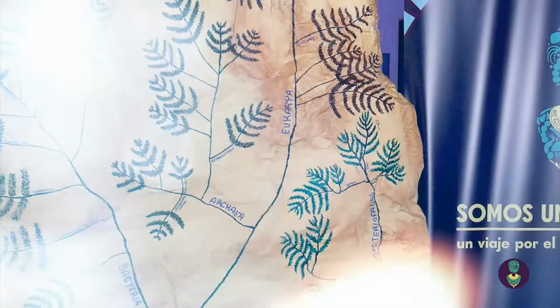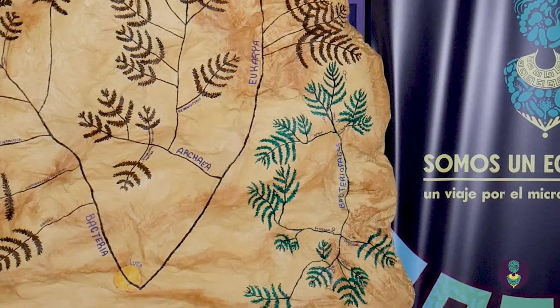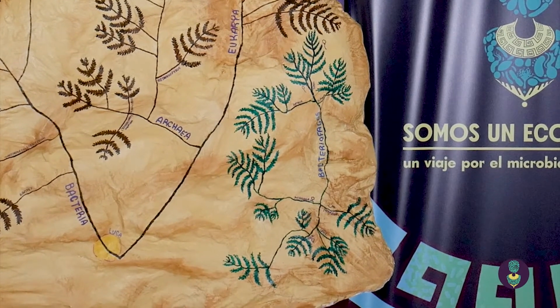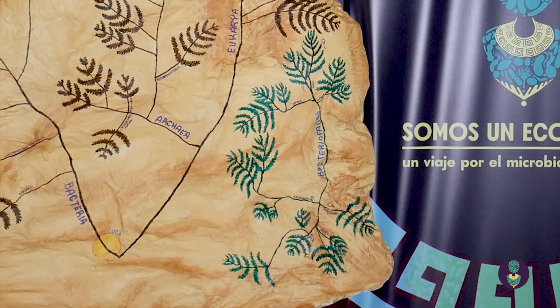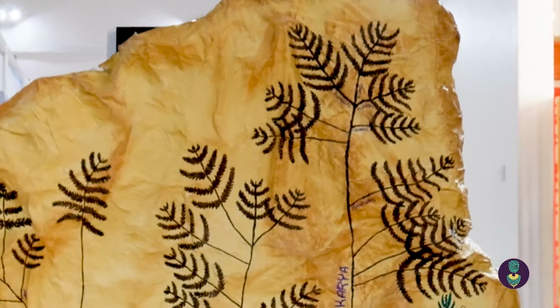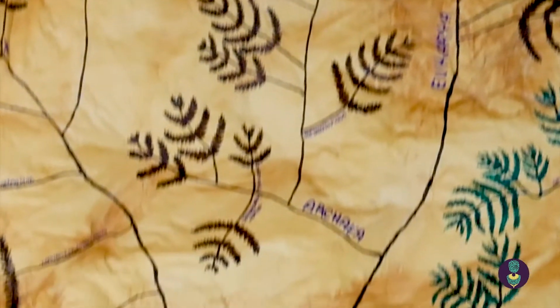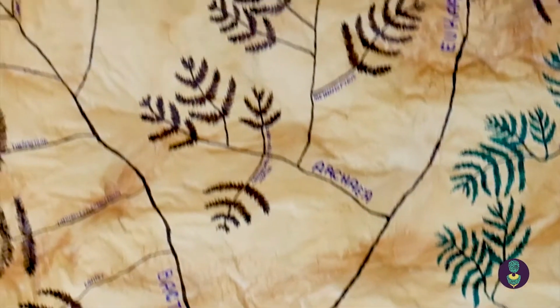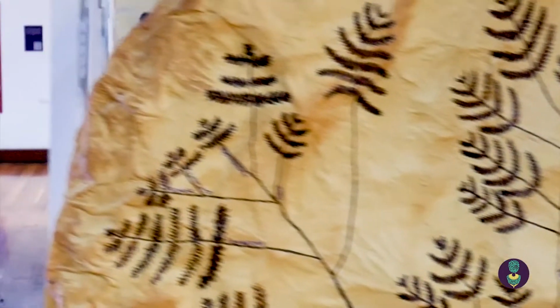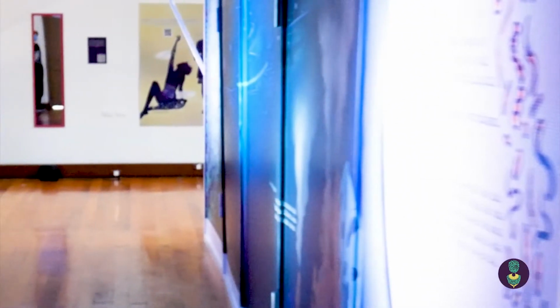The second tree represents bacteriophages, viruses that infect bacteria. Viruses are very diverse, and although they are not living beings, they are part of our microscopic world. Microorganisms have been the first form of life on our planet. They appeared millions of years ago and continue to be the basis of all life as we know it today.